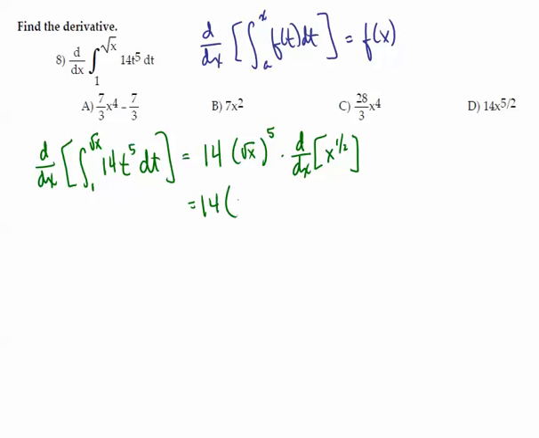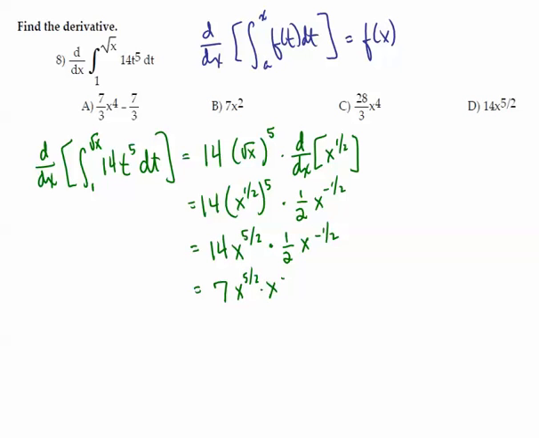So 14 x to the 1/2 raised to the 5th power, and the derivative of x to the 1/2 is going to be 1/2 x to the negative 1/2. Now 14 x to the 1/2 raised to the 5th power is 14 x to the 5/2, and that's going to be multiplied by 1/2 x to the negative 1/2, and 14 times 1/2 is going to be 7 x to the 5/2 times x to the negative 1/2.